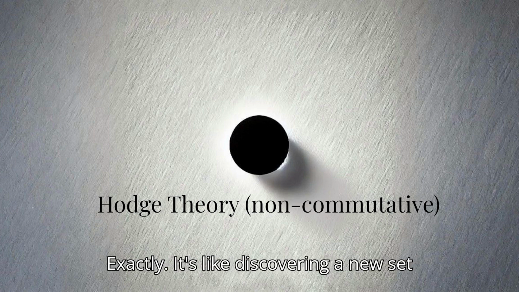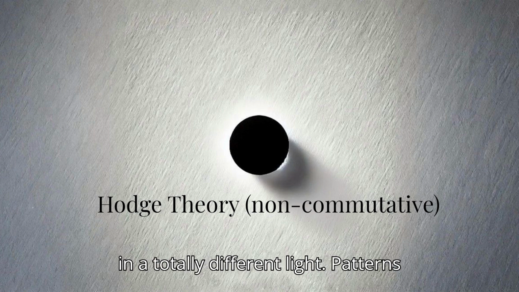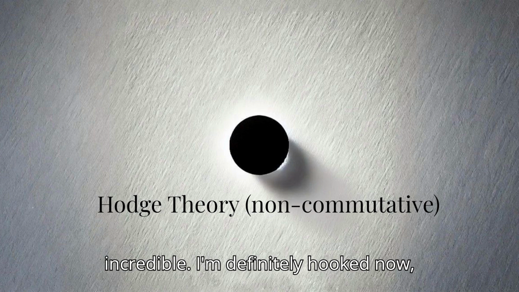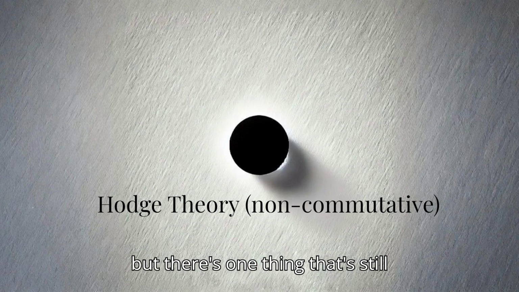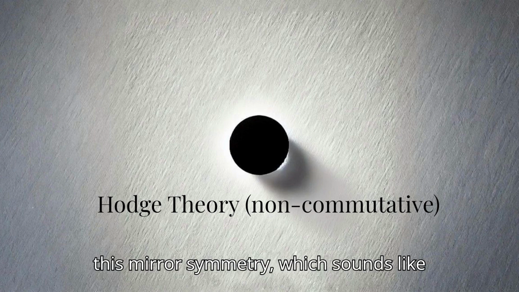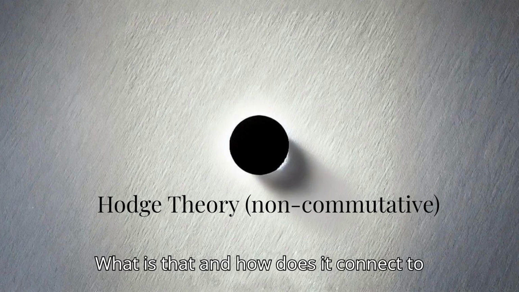Exactly. It's like discovering a new set of lenses. We can suddenly see the world in a totally different light. Patterns and connections that were hidden before are suddenly visible. This is pretty incredible. I'm definitely hooked now. But there's one thing that's still bugging me. The papers keep mentioning this mirror symmetry, which sounds like something out of Alice in Wonderland. What is that, and how does it connect to all this?